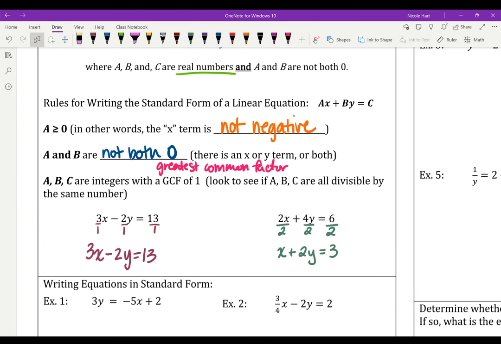We're going to make sure that a is positive, so the number in front of x is 0 or larger, and we must have an x or y or both. We can't have both gone. It can't just be numbers.